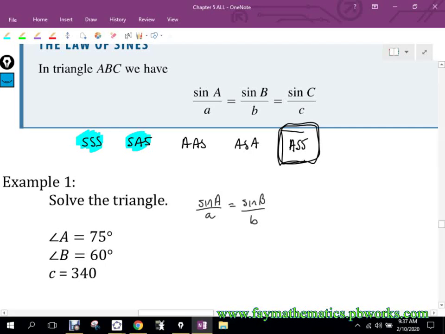If I draw a picture, now a picture doesn't have to be accurate. I always draw a picture like this. There's A, there's B, there's C. So A is 75, B is 60. Okay, lowercase c, remember that's always across from the angle, right? Okay, so lowercase letters are opposite the capital letter vertices.